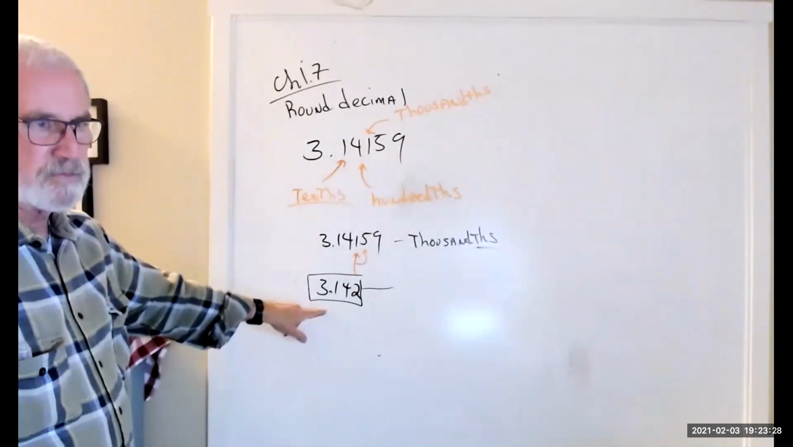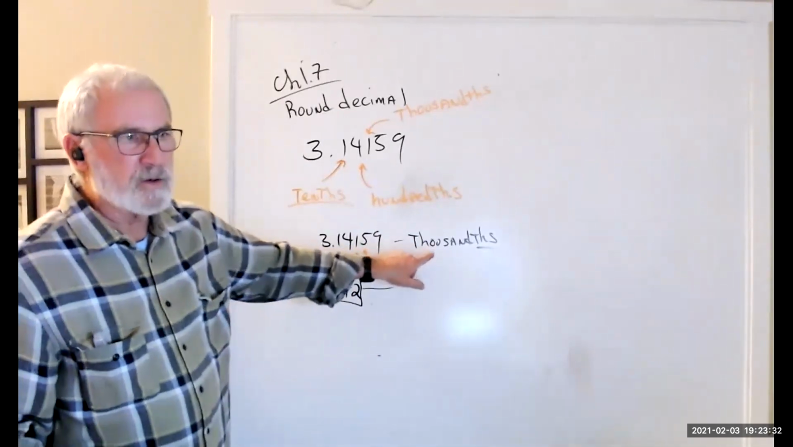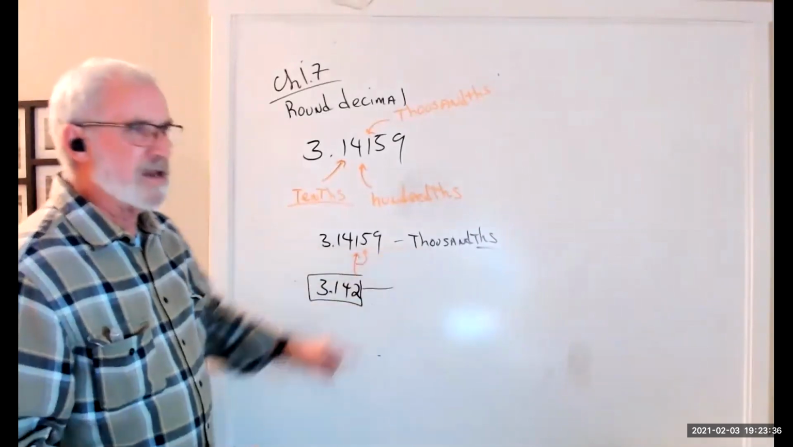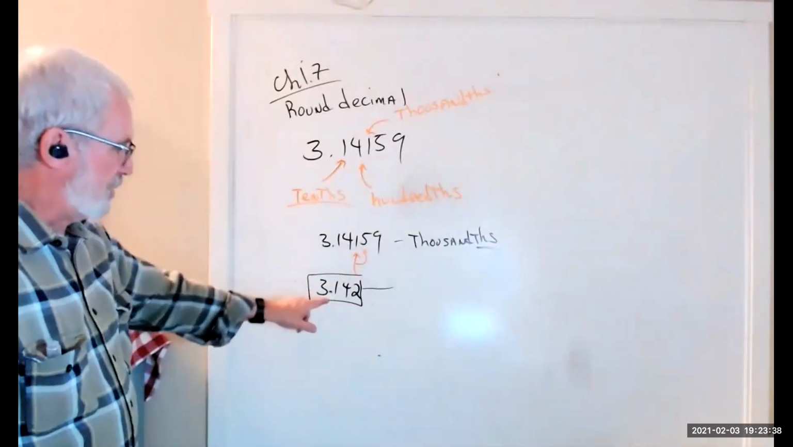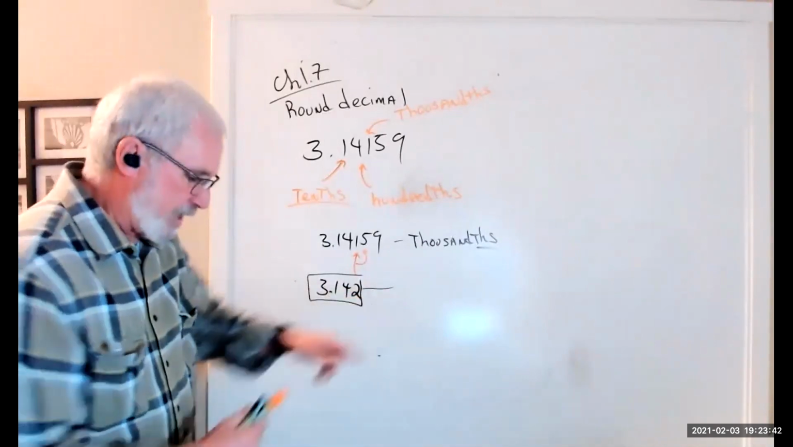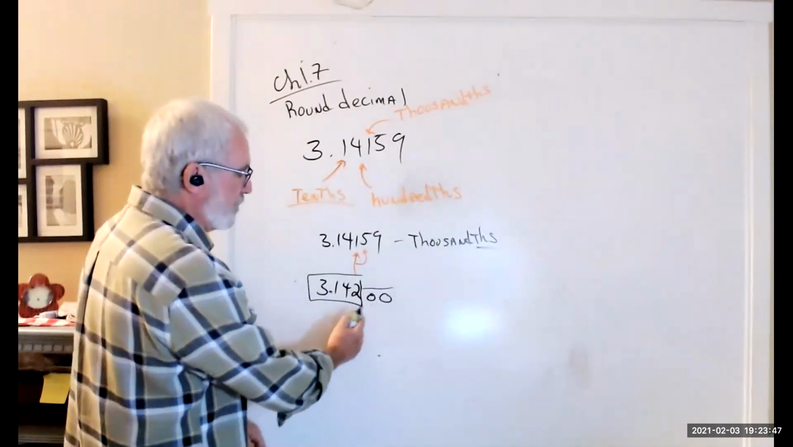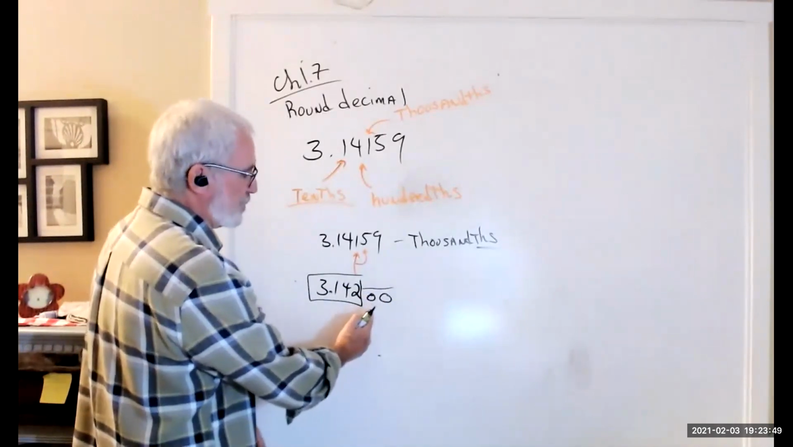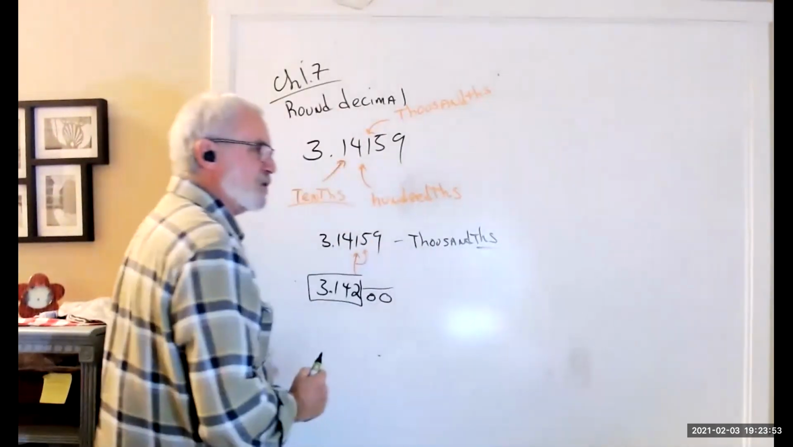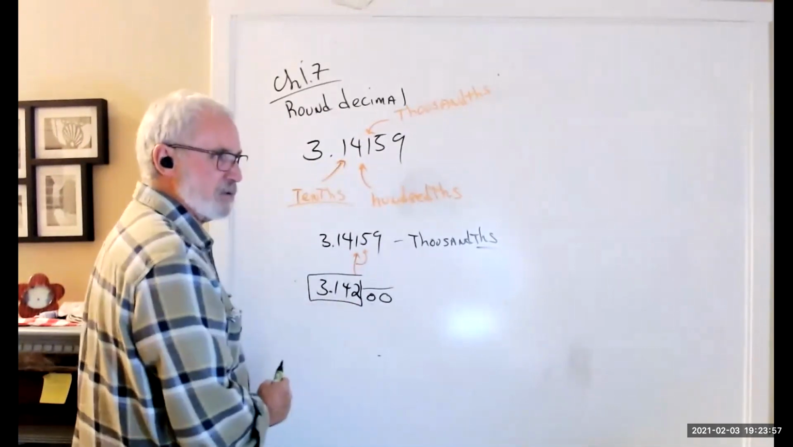That's the answer. Here's the key. When it says round to the thousandths, then your answer should only contain tenths, hundredths, thousandths. If you put a 5 and a 9, or even if you put zeros there, then you're using ten thousandths and hundred thousandths. If it says round to the thousandths, then your answer can only have thousandths as a decimal right there.